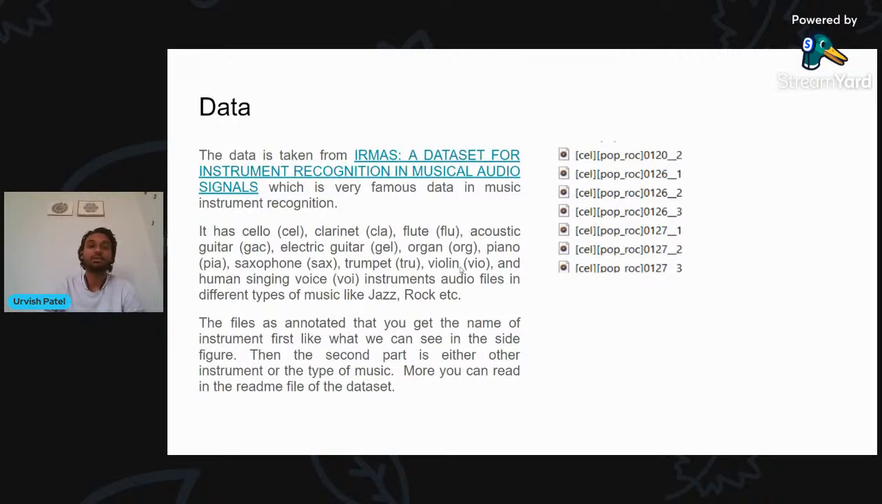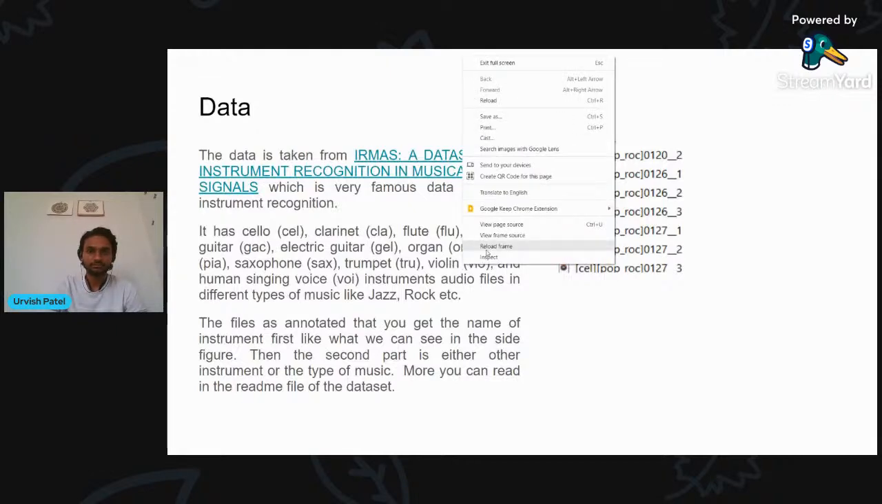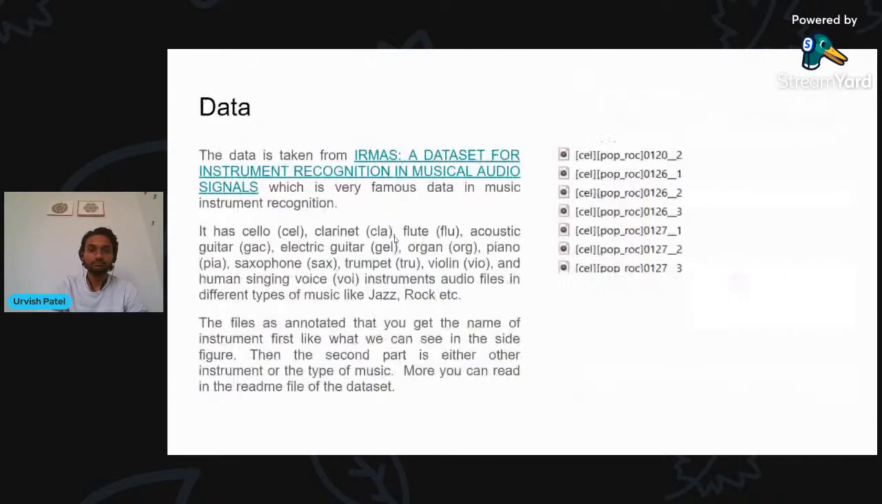As well as there are going to be intersections of two instruments, so there is a possibility that the cello and organ might be getting played in the same music, and so on and so forth. So the annotations are like this. Here we can see the cello, so it's like a cello. Then we also see pop rock, which says it is pop rock music, and so on.